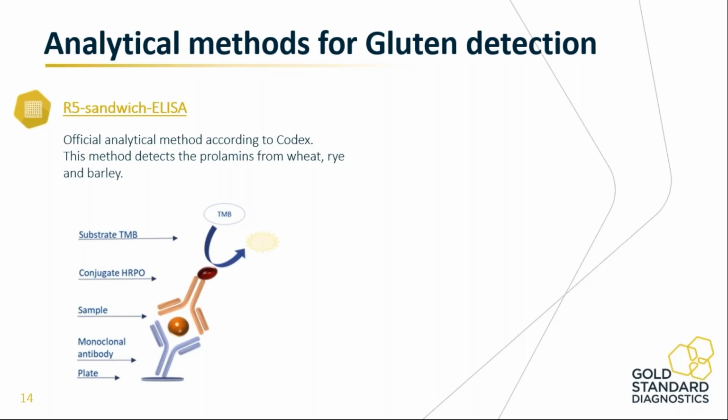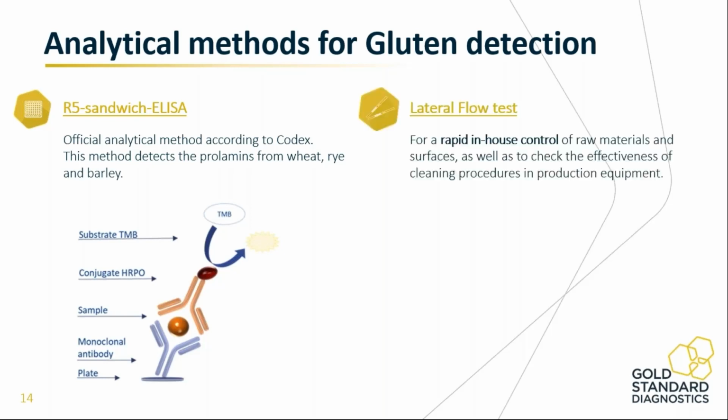And this blue color will finally be transformed into yellow color when we stop the reaction. So this is a quantitative method, because the final intensity of the yellow color that we get in the well is proportional to the amount of gluten that we have in the sample. So we can prepare a standard curve and we can quantify the amount of gluten in our samples.